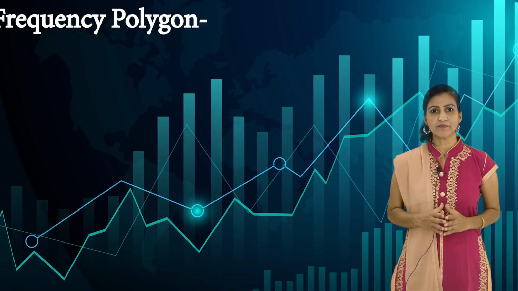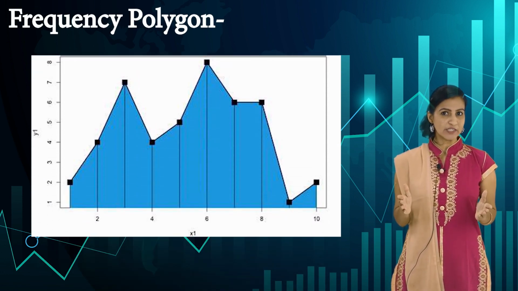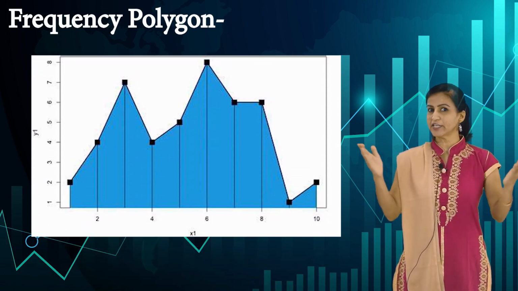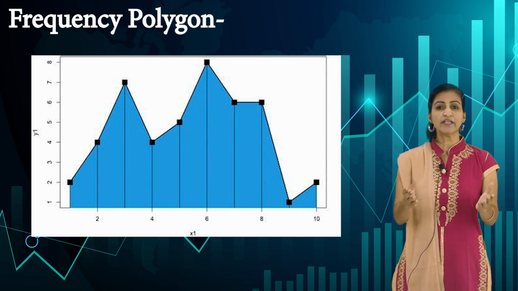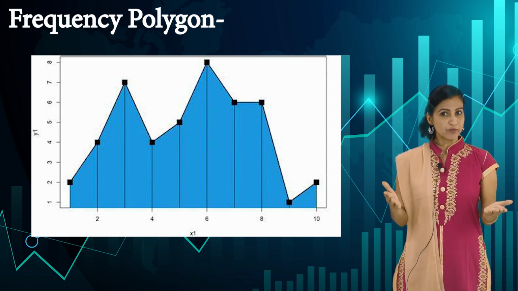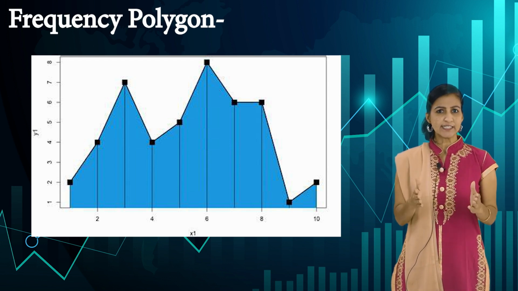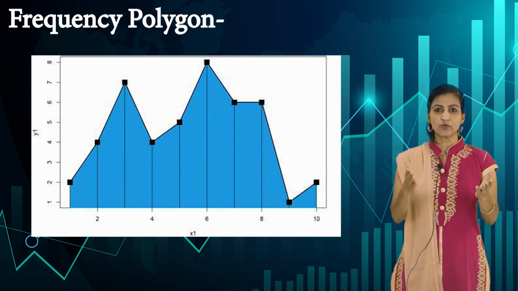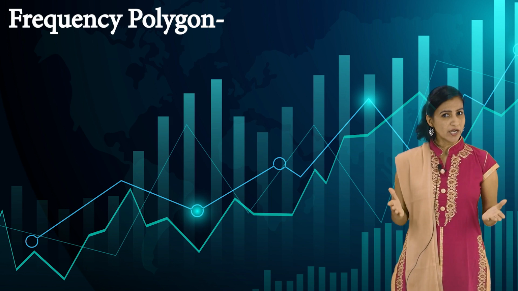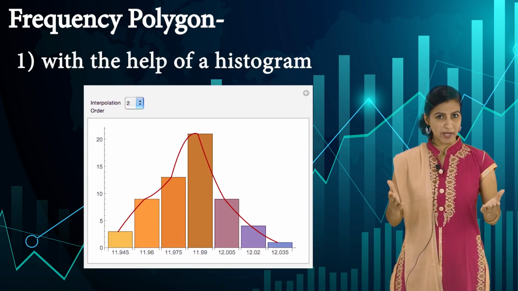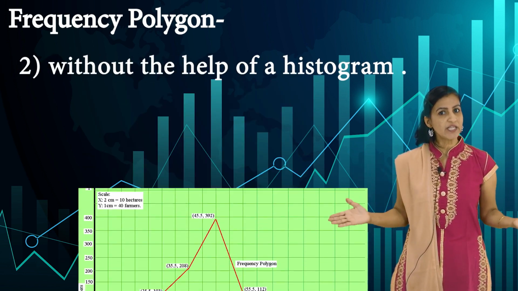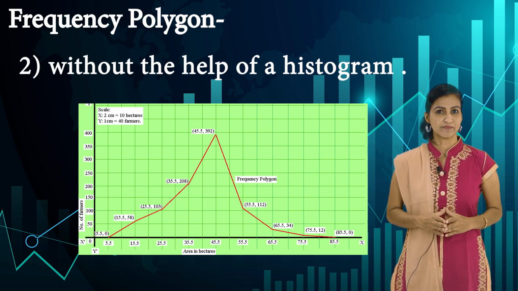Students, now let us see the concept of frequency polygon. The information in the frequency table can be presented in various ways. We have studied a histogram. A frequency polygon is another way of presentation. Let us study two methods of drawing a frequency polygon. Number 1, with the help of a histogram. Number 2, without the help of a histogram.